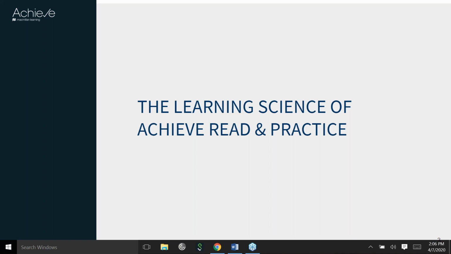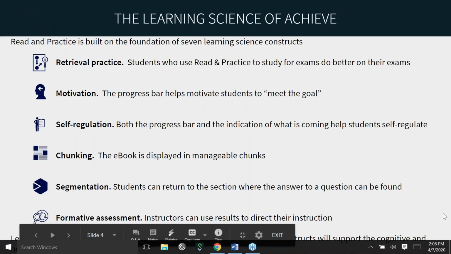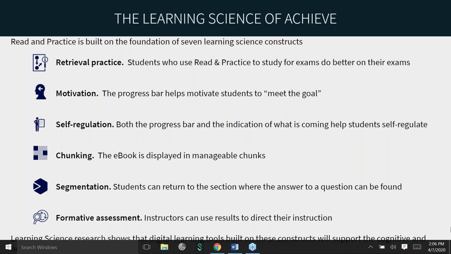But as the tool adapted into Read and Practice, we were able to use some of the learning researchers and the learning scientists we have on staff here to add additional features and capabilities that made the tool, while still very simple, more robust and aligned to what we know about how people learn best. So Read and Practice is built on the foundation of a couple of learning science principles.